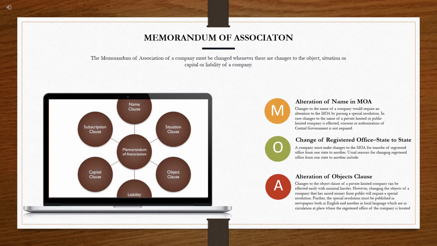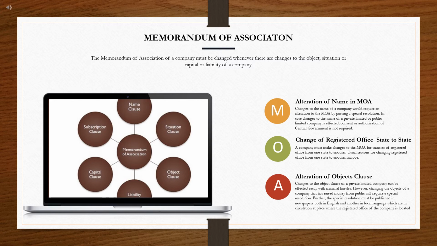Further, in the event of a company being registered with a name that bears a resemblance to a name of an existing company, the central government might ask it to alter its name. In such a case, ordinary resolution is adequate. Change of registered office, state to state. A company must make changes to the MOA for transfer of registered office from one state to another.